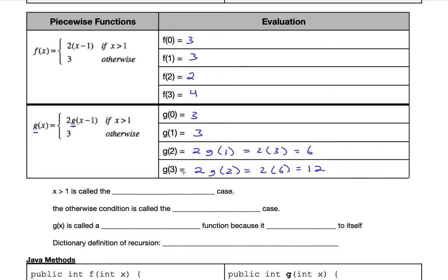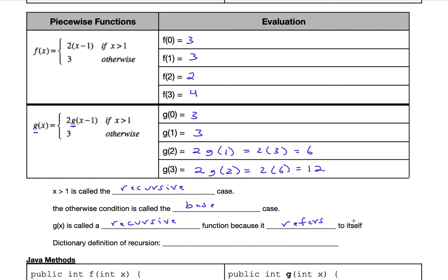When we are not in the base case, we're going to be in what's called the recursive case. So when we are calling the function again, we're going to call that a recursive case. The otherwise condition is called the base case, or the case where we have the immediate answer. g of x is called a recursive function because it refers to itself.